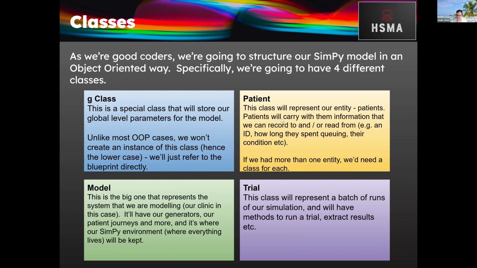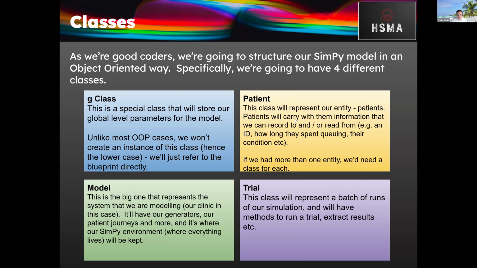Then we're going to have a class called patient in this case, but what you call it will depend on what your entity represents. So in the model we are developing here, we've got patients coming in to see a nurse. So my entity type is patient, so I've called my class patient, and this represents our entity. Okay. So our entity in this case is patients, and they carry with them information that we can record to and/or read from. And you remember from the object-oriented programming that we did last week, that's basically what attributes are. They're carrying around information with them that can change over time.